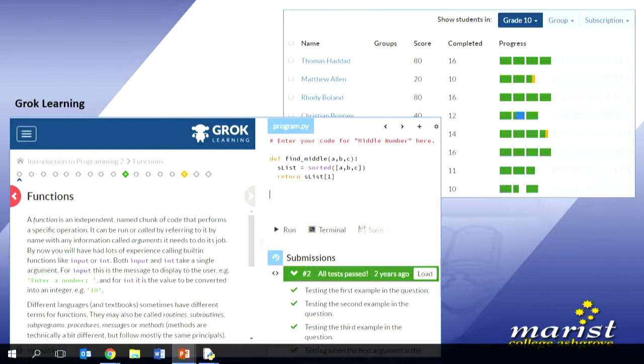And so what I do is I normally mix up Grok Learning with a few lessons of direct instruction, where I will actually go through and teach those types of concepts.